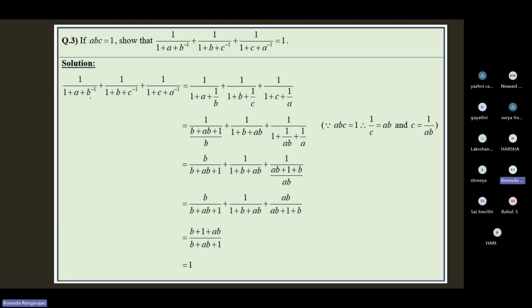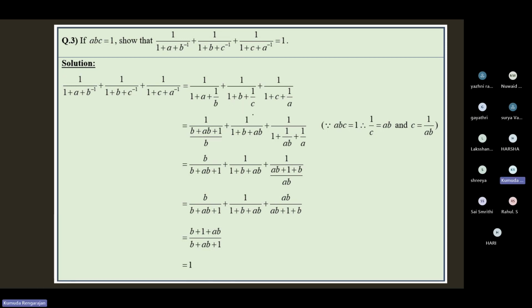So I'll come from here. This is the question which you see here. B to the power minus 1, C to the power minus 1, A to the power minus 1 is written as 1 by B, 1 by C, and 1 by A. That's the first step. Here we have taken the common denominator B, LCM B, because there's only A and B. There's no replacing further. But here 1 by C is here. See, we have not taken the LCM here. That's what I'm trying to say.